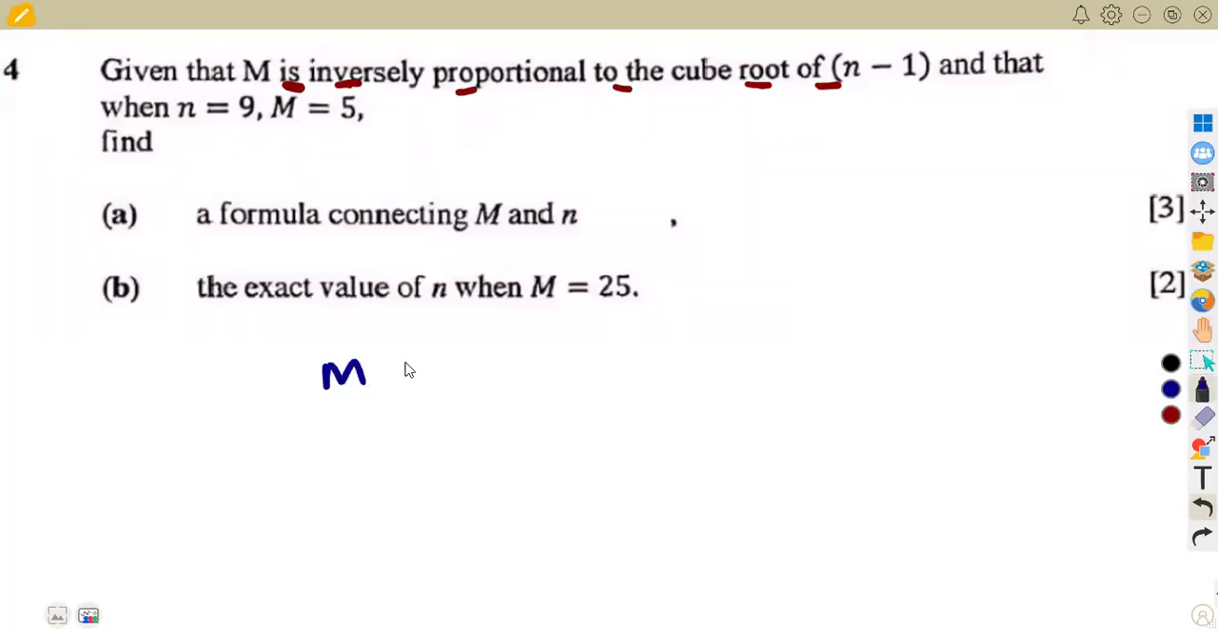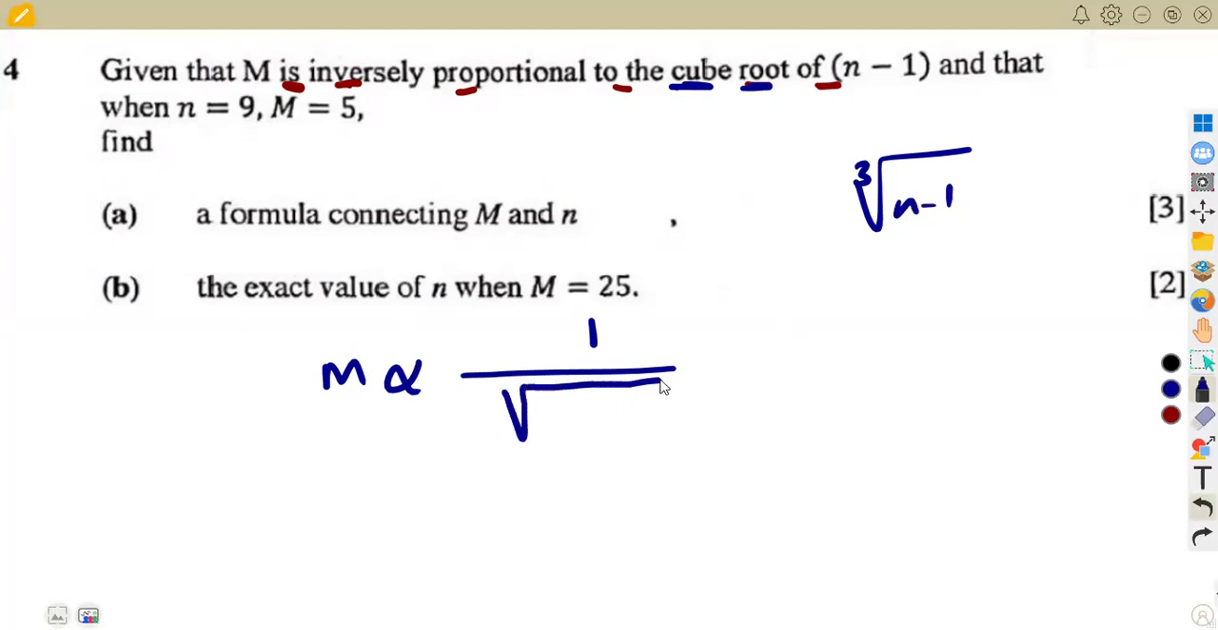So that is it, guys. We are given that m is inversely proportional. You know that inversely is 1 over. So this is 1 over the cube root of a certain term. So the cube root of n minus 1 is like this, and it's the inverse now. So it's going to be 1 over the cube root of n minus 1. That is how we're going to have this.